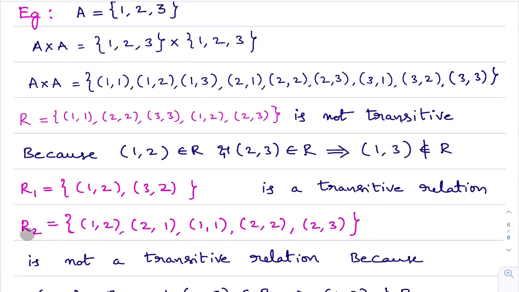Now you take one more example. I consider one set here. First thing you need to check is whether it is a relation on A or not. How to check it? See here. First thing, ordered pair 1 comma 2.